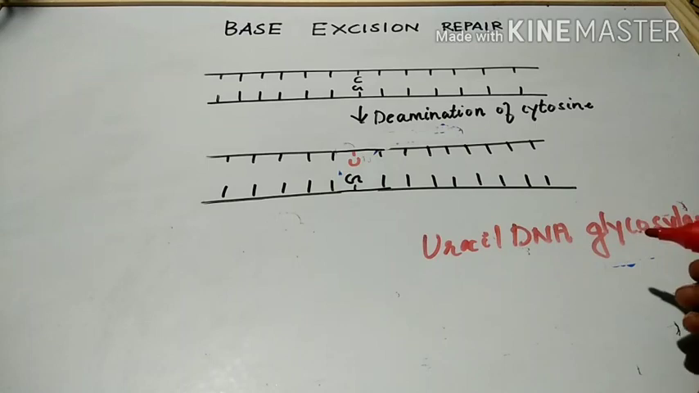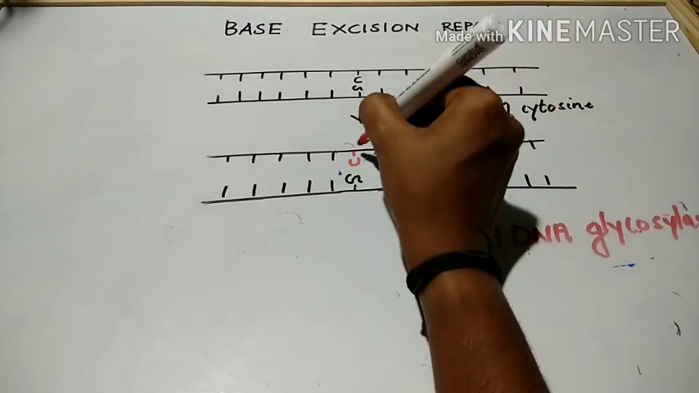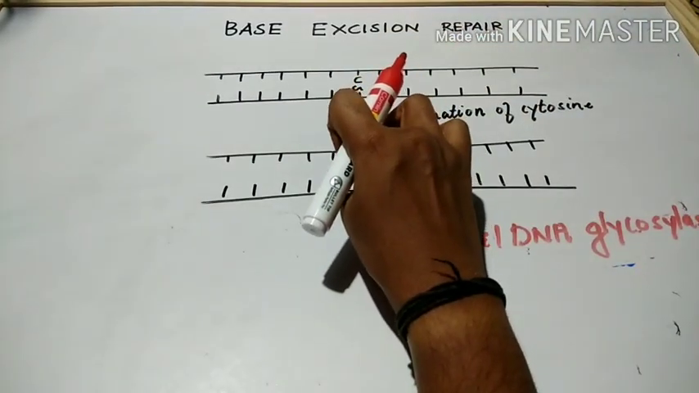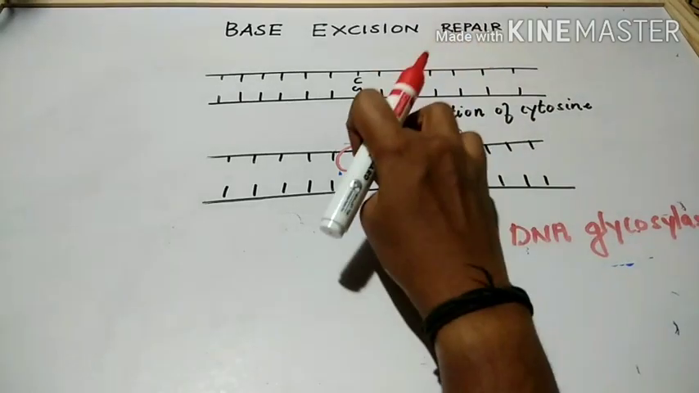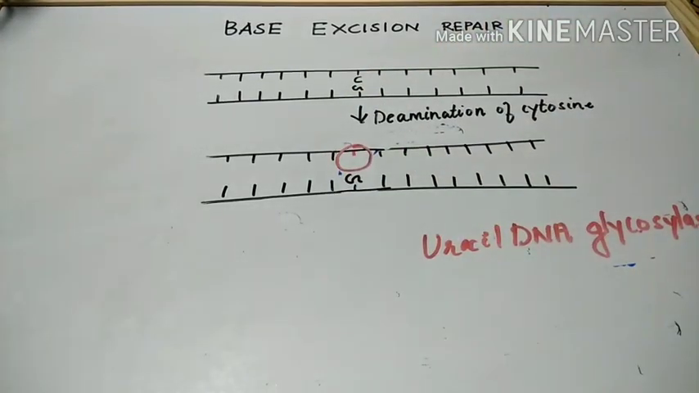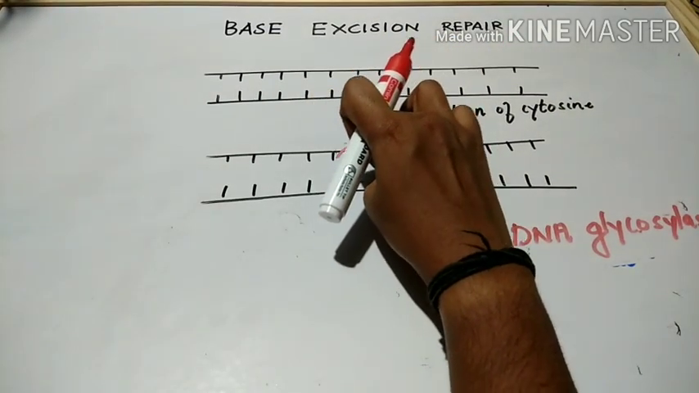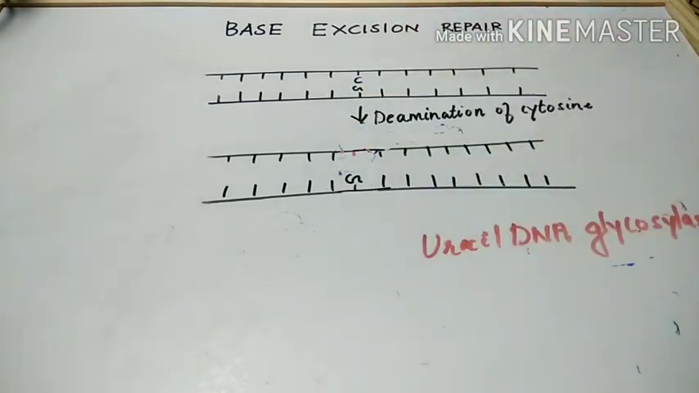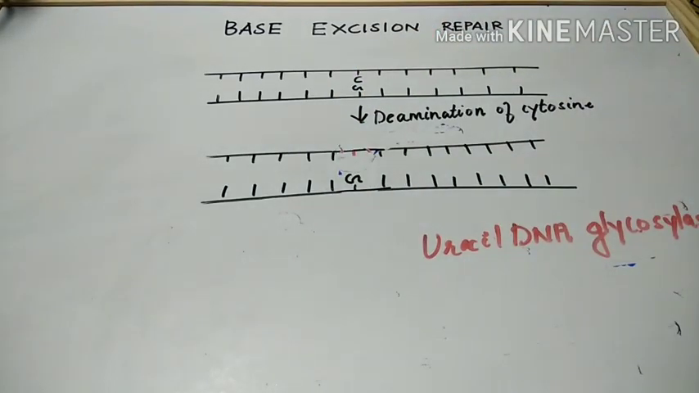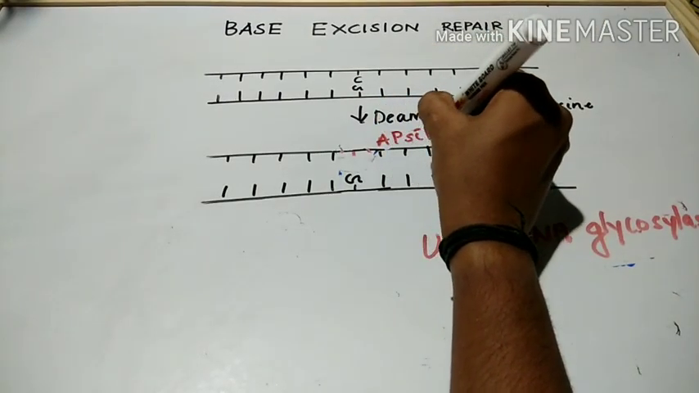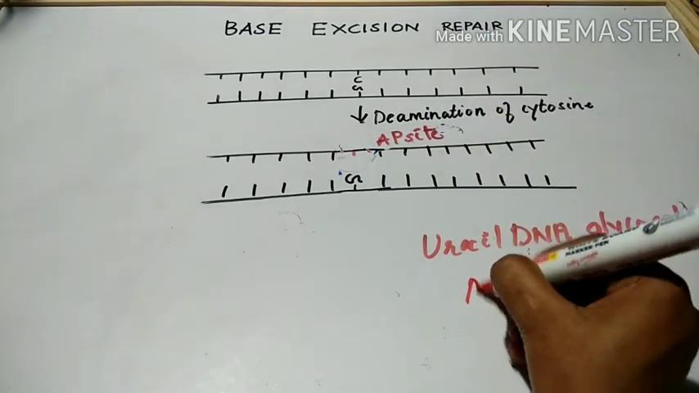So this enzyme comes and binds to the uracil and it removes the uracil from this area. So thus the enzyme DNA glycosylase removes the uracil, and then the enzyme is released from this area. The enzyme is released. So that area now doesn't contain a base. This type of site is called an AP site or apurinic site.